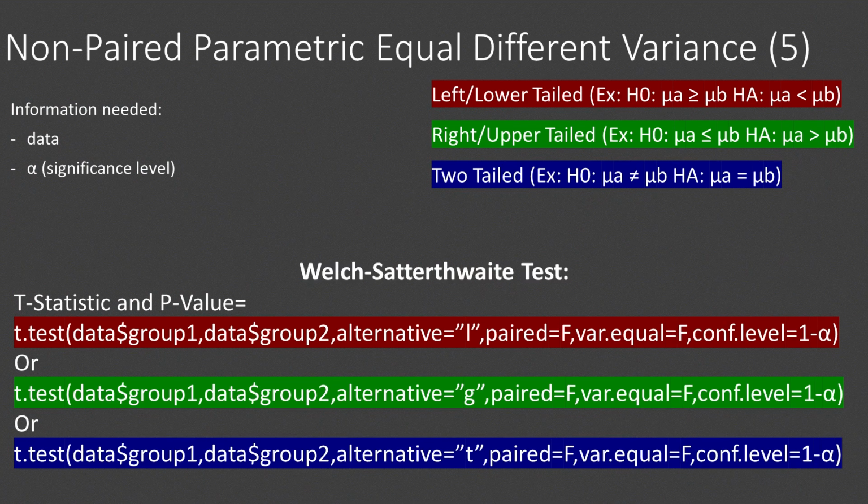Okay, and now we're on to the last question, question 5, the non-paired parametric different variance question. In this case, you'll be using the Welch-Satterthwaite. I don't know how to say this, man. But in any case, it's still a t-test, and it's pretty much exactly like question 4. This time, var.equal is equal to false. So again, make sure paired is an F. Everything else is the same as question 4, just make sure you put false.